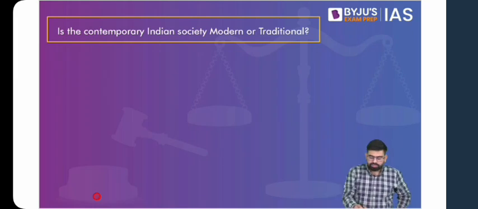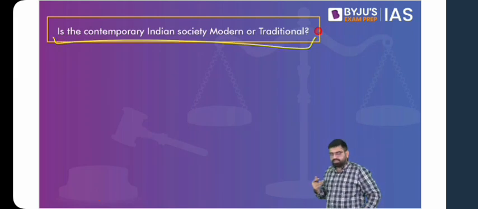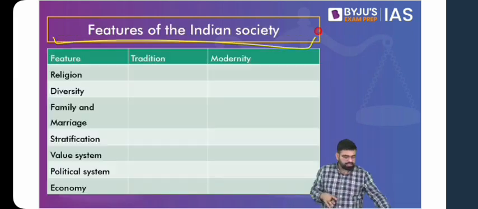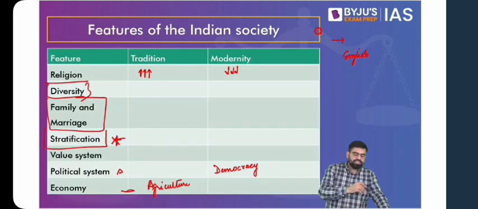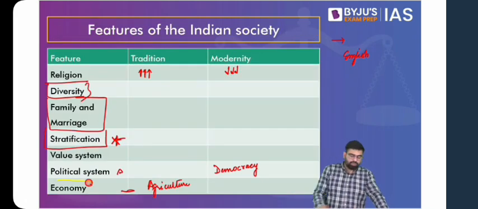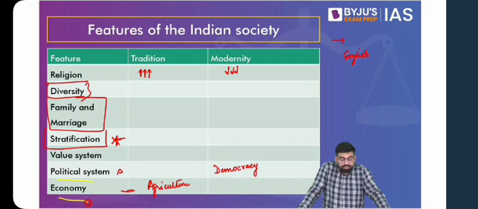Now, what you have to do is, while revising, just think about this question, because this is exactly what we have done here. So to understand whether Indian society is modern or traditional, we talked about various aspects of Indian society. We talked about aspects of Indian polity. We talked about aspects of Indian economy. You can think about technology, right?